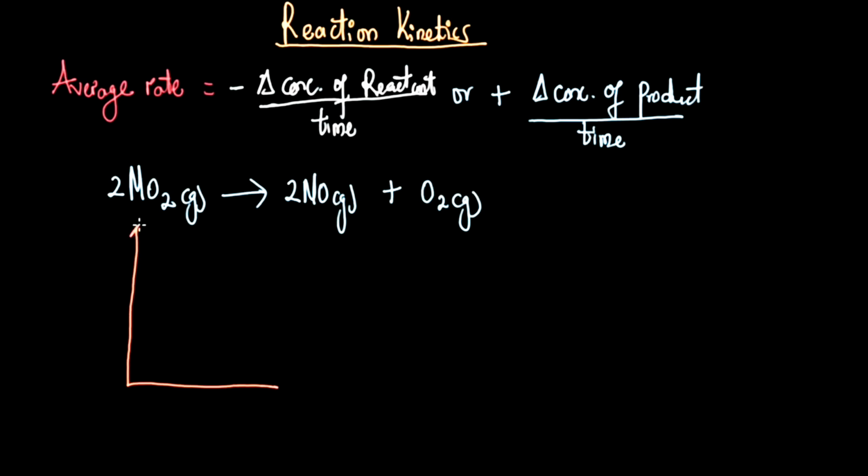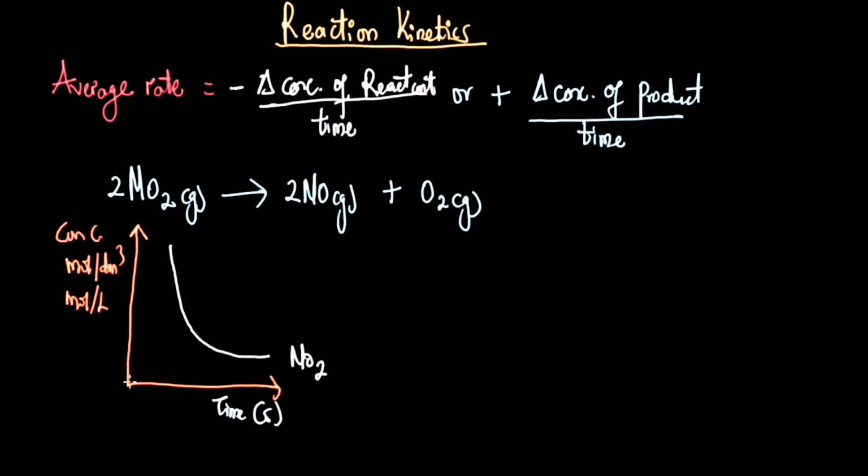So here is a sketch of this reaction. Let's say we have the concentration on the y-axis, which can be in mole per dm³. It can also be in mole per liter. We have the time on the x-axis, in seconds. The concentration of the reactant decreases with time. We have NO2 to be this. And the concentration of the product, NO, increases with time. Also, the concentration of the product oxygen increases with time.